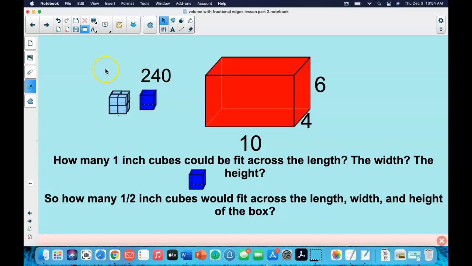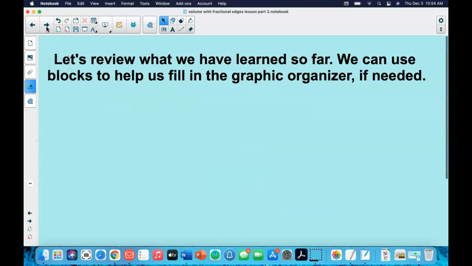240 multiplied by 8 is 1,920. So it takes 1,920 of these half-inch cubes to fit inside the red prism. It takes 240 of the 1-inch cubes to fit inside of the prism. So let's look at our graphic organizer and fill out some of that.